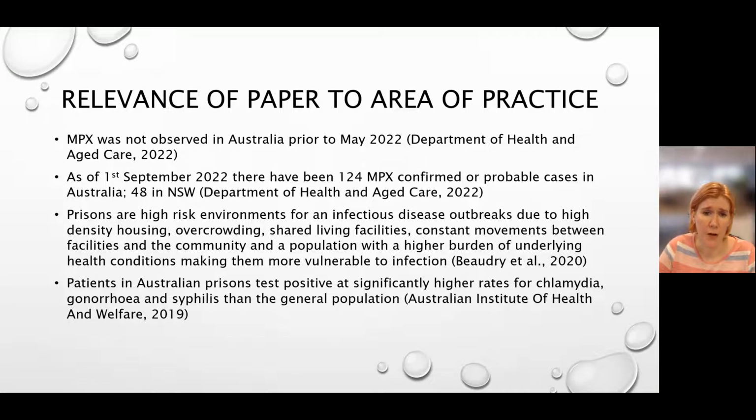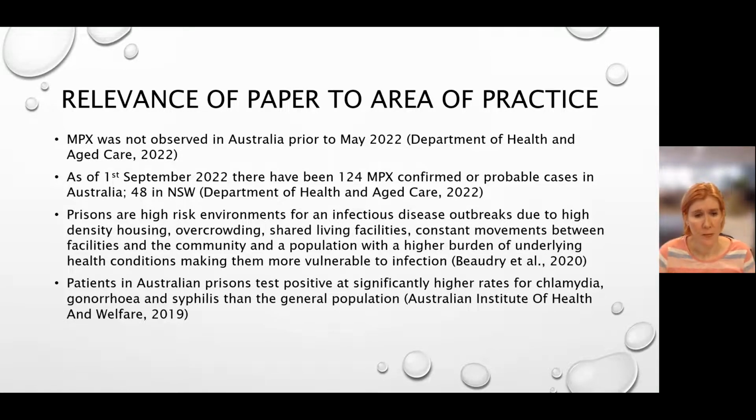Prisons are high-risk environments for infectious disease outbreaks due to high-density housing, overcrowding, and shared living facilities. We have a number of facilities where patients live in dormitory-style accommodation. Patients constantly move between jails and into and out of the community. Our population also has a higher burden of underlying health conditions, making them more vulnerable to infection.